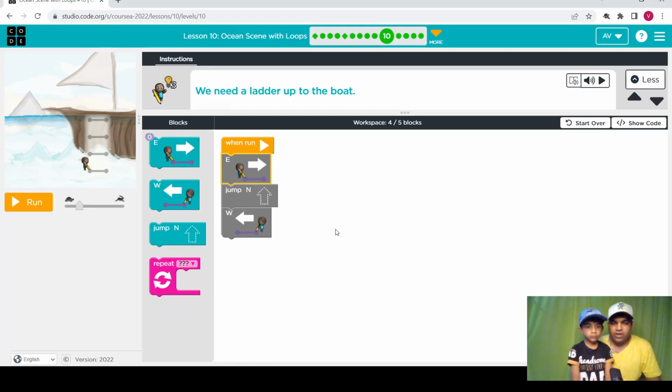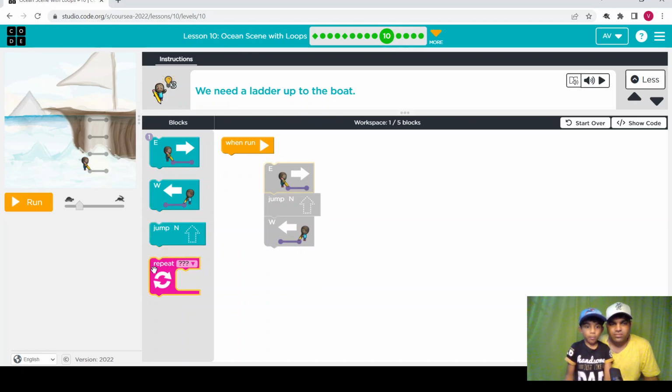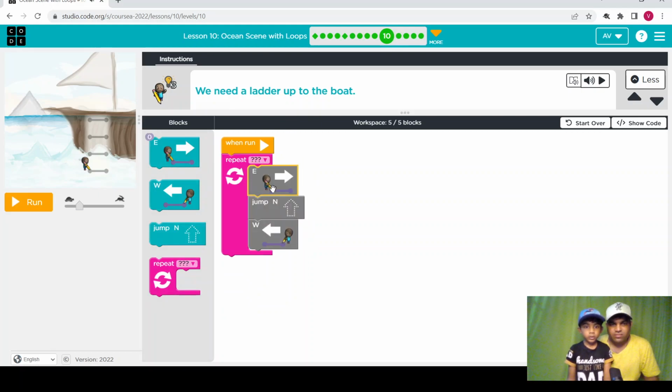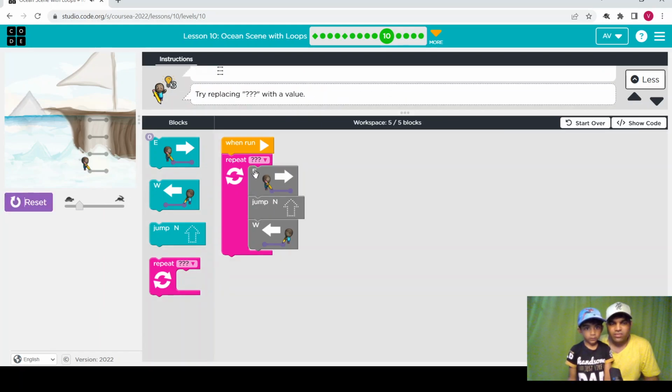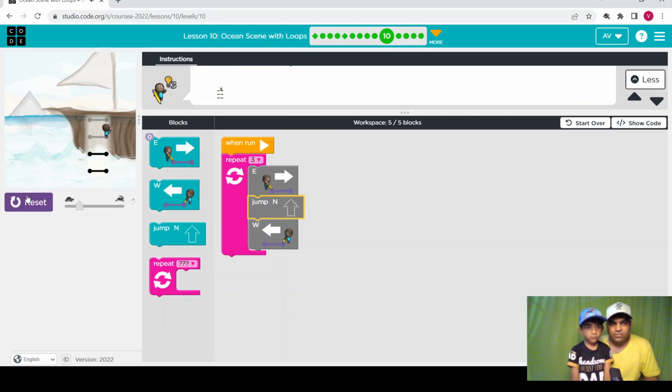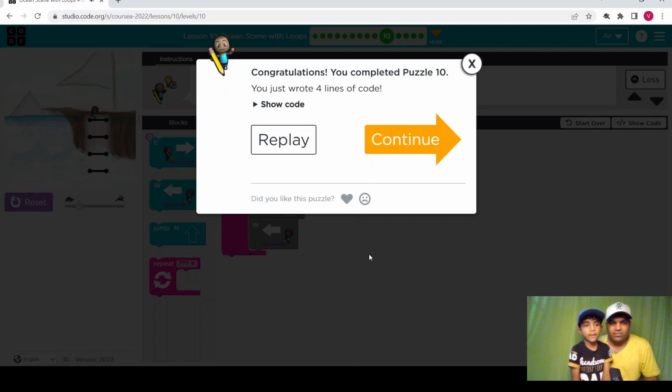So here is the next level. We need to put a ladder up to a boat. So let's see. I'm going to take the repeat block. East, jump, west. How many times? So we need to use, how many times do we need to repeat? 3 times. Yeah, the puzzle is complete.